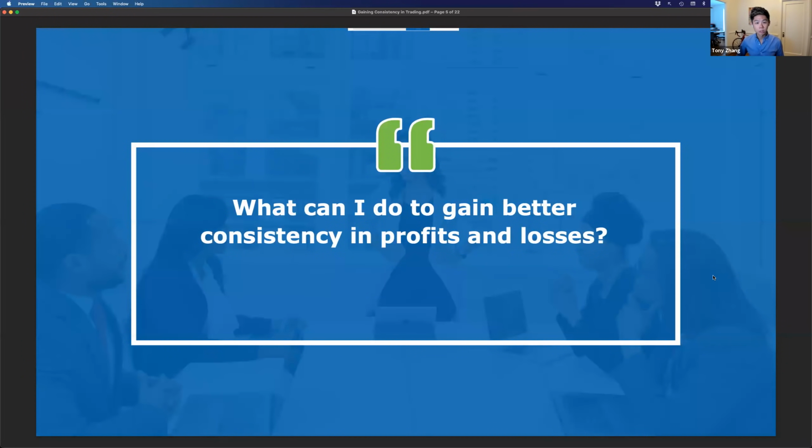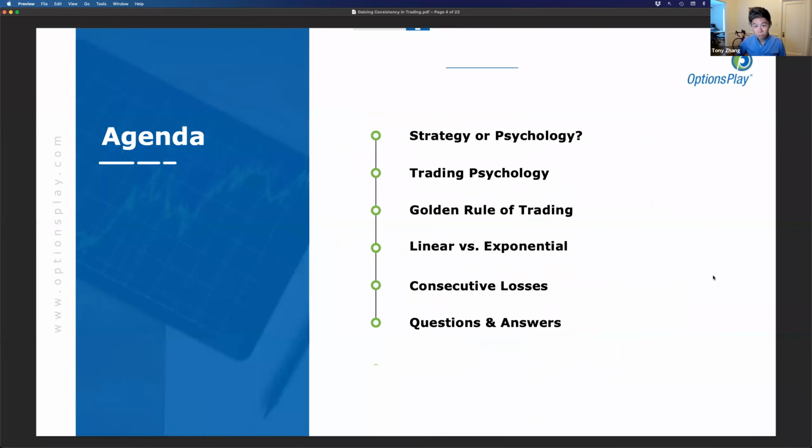But the primary question, as far as what we're going to cover here today, first and foremost, what I want to help establish is an understanding of the difference between strategy and psychology, because a lot of investors get mixed up between the two with respect to what is driving the success or what is driving the lack of success in your trading. Is it your strategy or is it your psychology? So we want to really make sure that we understand the difference between the two.